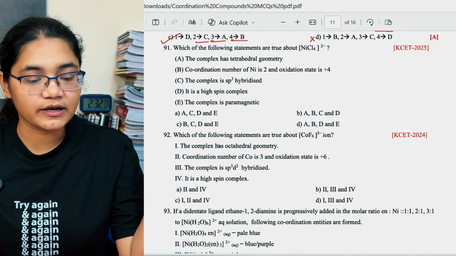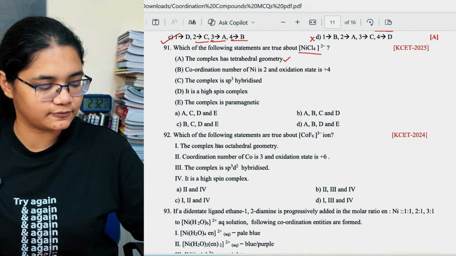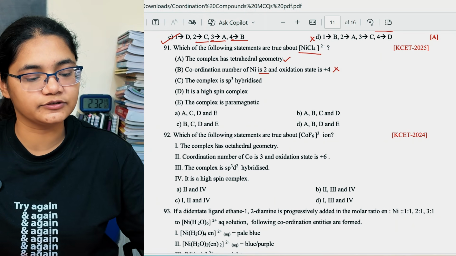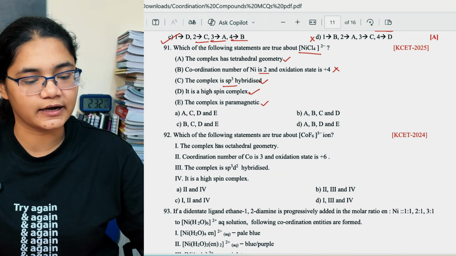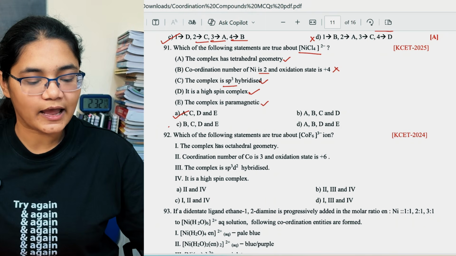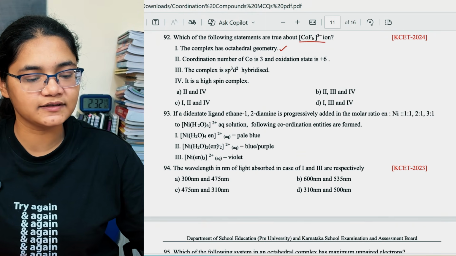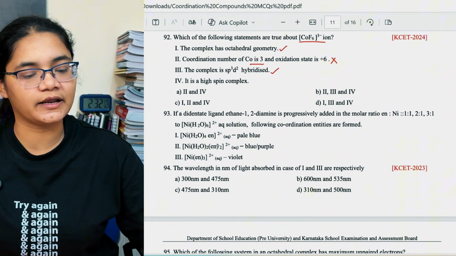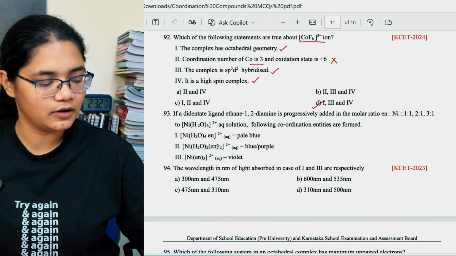Next, which of the following statements is true about NiCl4 2-? It has a tetrahedral geometry, that is absolutely correct. Coordination number of nickel is 2? No, coordination number is 4. sp3 hybridized is correct. High spin complex, correct. Paramagnetic is correct. So A, C, D, E, which is my option number A here. And which is correct for the CoF6 3- ion? It is an octahedral geometry, yes. Coordination number is 3? No, it is 6, so this is wrong. sp3d2 hybridized is correct. High spin complex, correct. So 1, 3 and 4, that is option number D here.